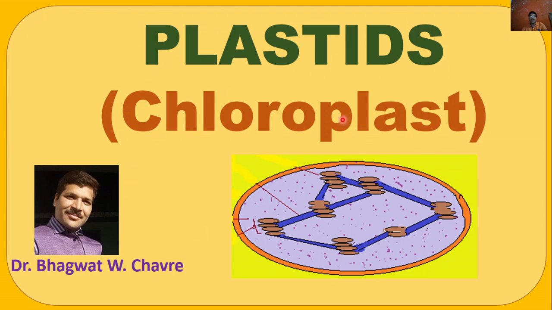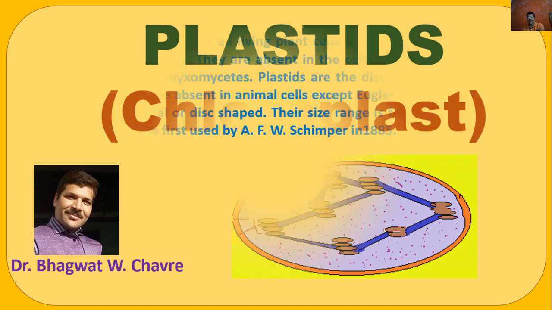Today we are going to learn about the next type of cell organelle, that is plastids. We will concentrate more on the most important type of plastid, that is chloroplast. So in this video we will learn about types of plastids and we will learn about the chloroplast, its structure, chemical composition and functions. So let us start with plastids.